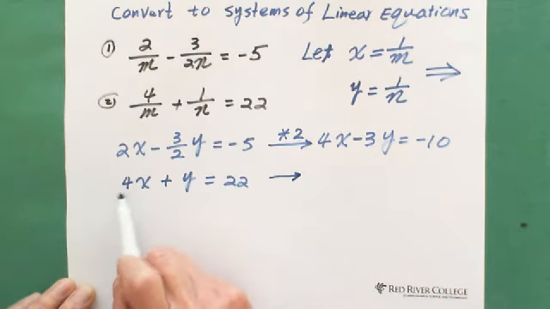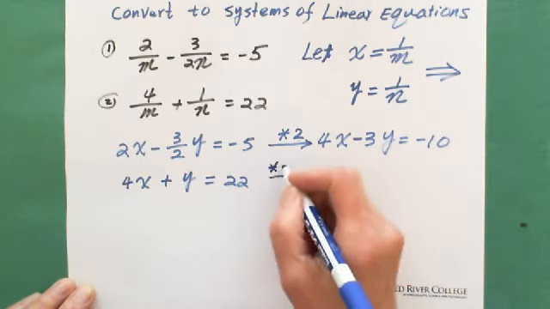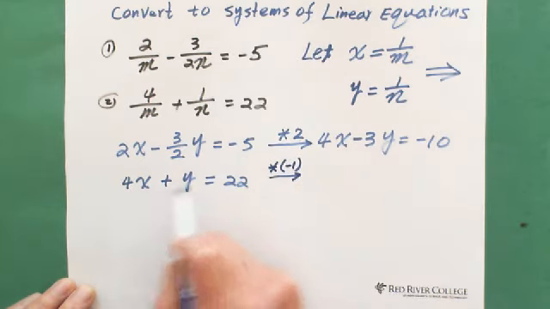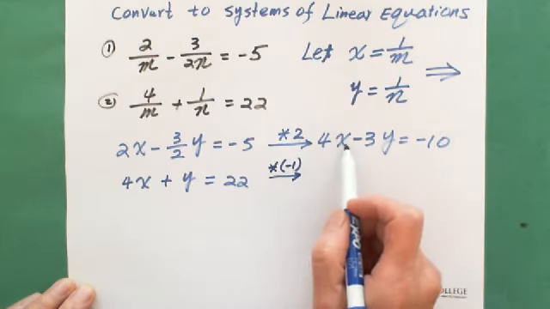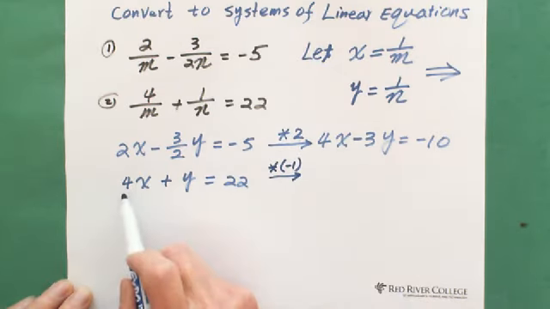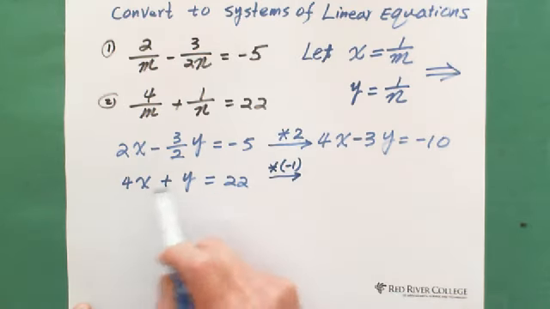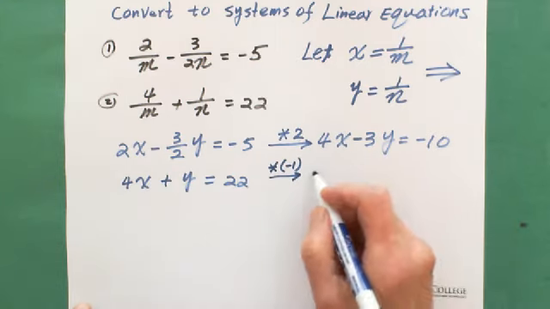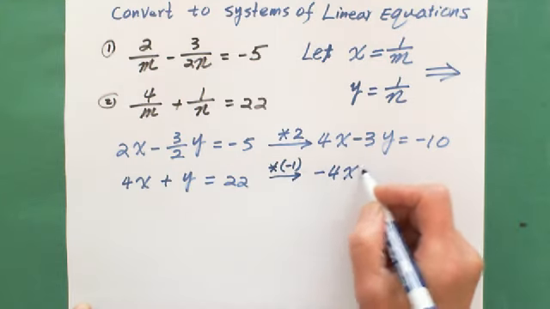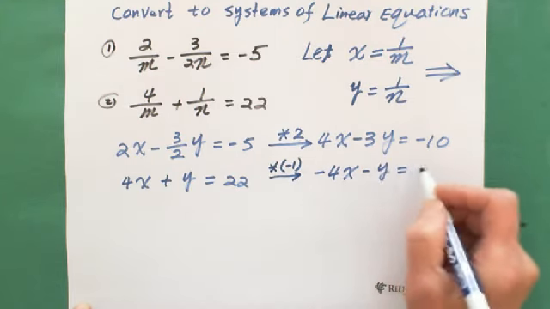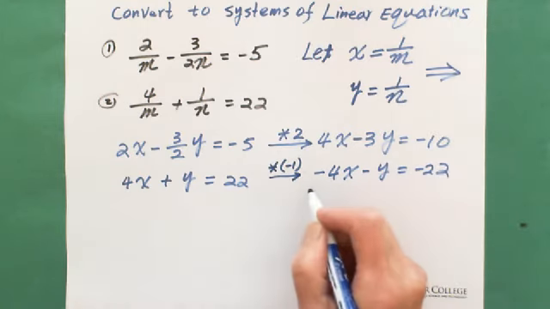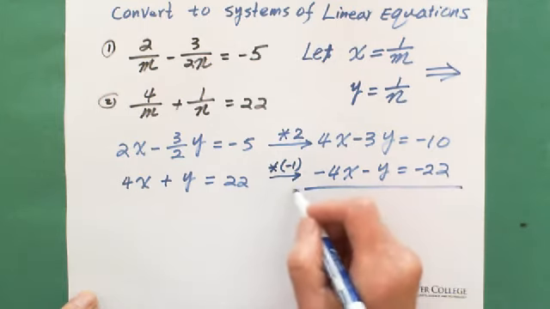Or we can do this: we can multiply the second equation by -1, because we have 4x and if we make it -4x, that's easy for us. We change each sign to its opposite: -4x minus y equals -22. Then we can add these two.